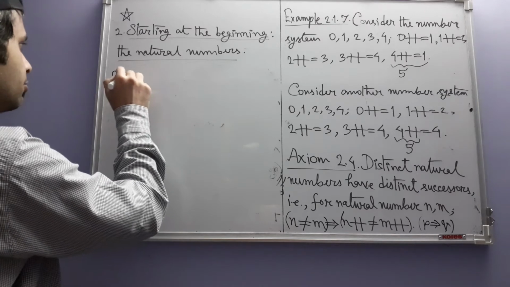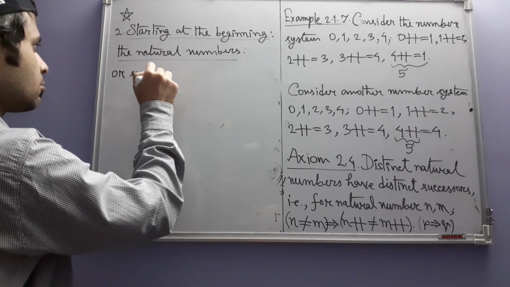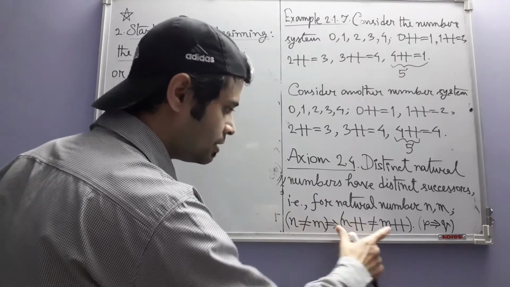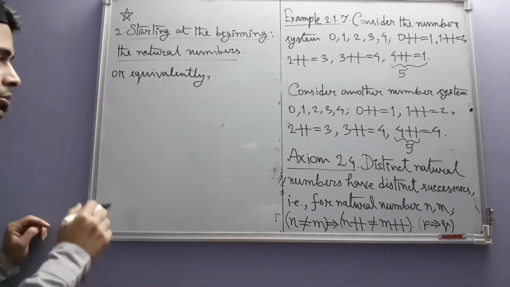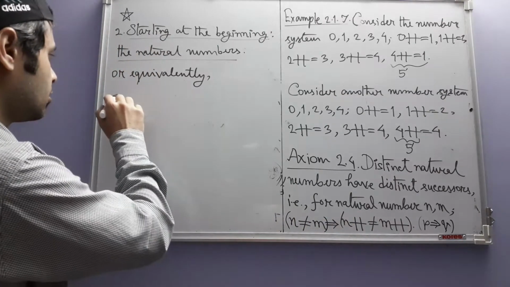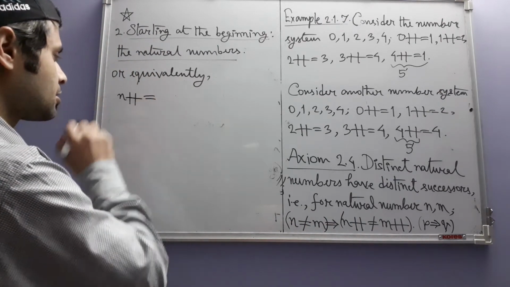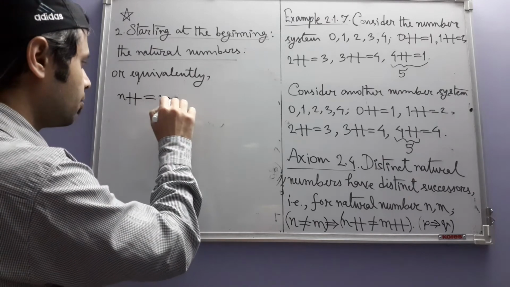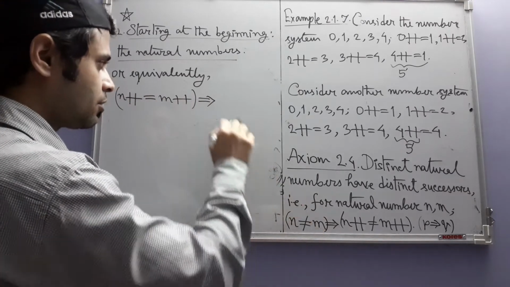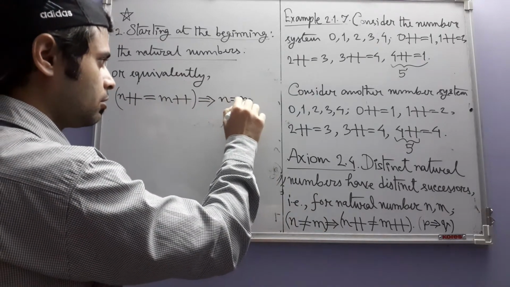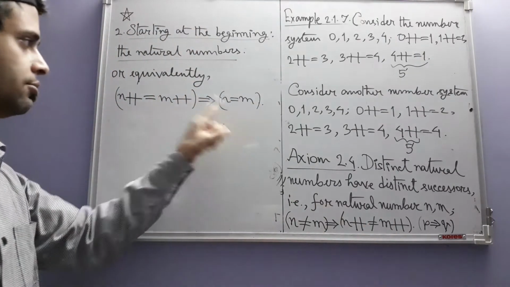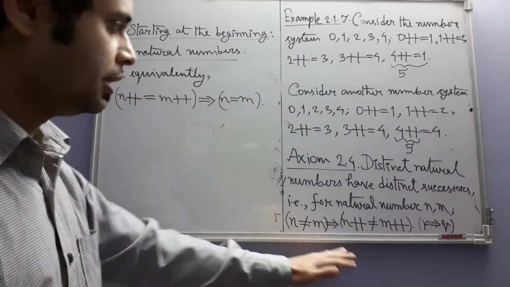Or equivalently, this is P, this is Q. P implies Q is equivalent to negation of Q implies negation of P. Negation of Q is the successors being equal, implies negation of P is the elements being equal. So either you can use this or you can use this. So this is a new axiom.